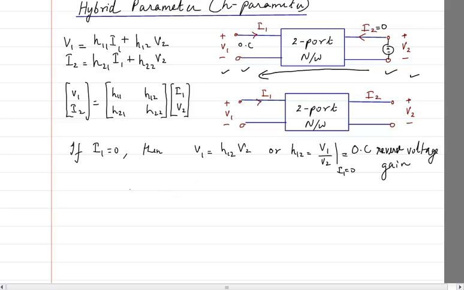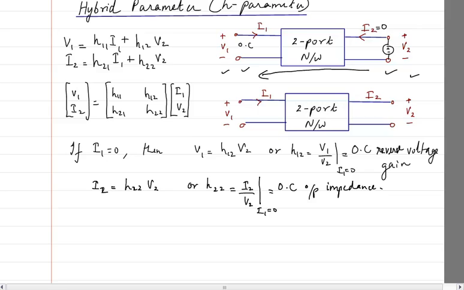From the second equation, I will get I2 is equal to H22 V2 if I have put I1 equal to 0, or H22 is basically I2 divided by V2 when I1 is equal to 0. So again this is going to be open circuit, but this is what? Current at the output port divided by voltage at the output port, which is current by voltage, admittance. So this is open circuit output impedance.